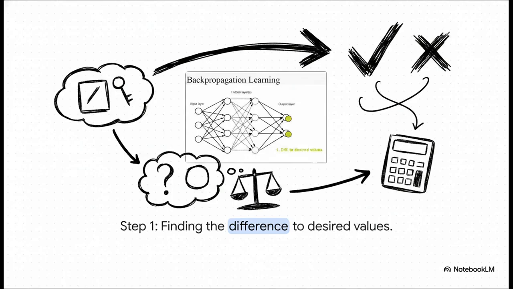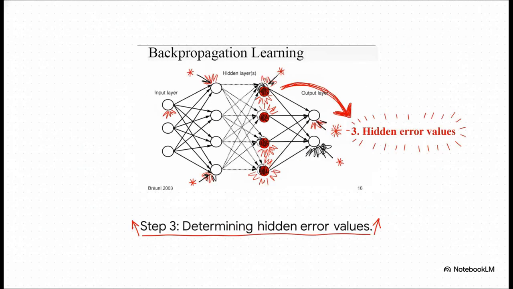Step 1 is finding the difference to the desired values. Basically, the network makes a guess, and we calculate the error by comparing its actual output to the correct reference answer. Think of it kind of like taking a practice test and then immediately checking the answer key. But here is where the real magic actually happens. We trace that error backward.